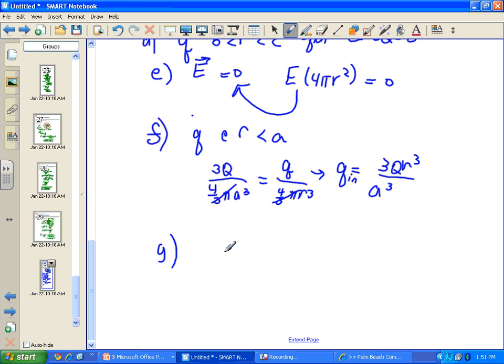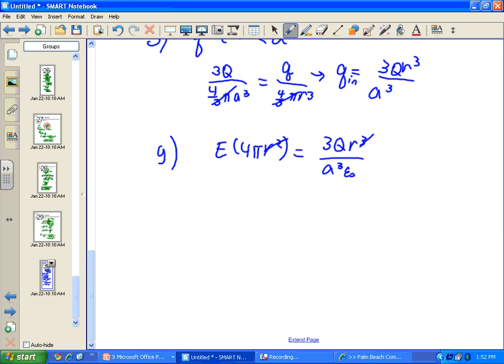Now we're ready for the last part, which is to find the electric field at this location at r less than a. E times 4 pi r squared, the area of our Gaussian sphere, equals Qn, 3q r cubed over a cubed epsilon naught. Notice that two of these r squared cancel, and we're left with 4 pi epsilon naught is k. E is equal to 3kqr over a cubed, in the r hat direction.